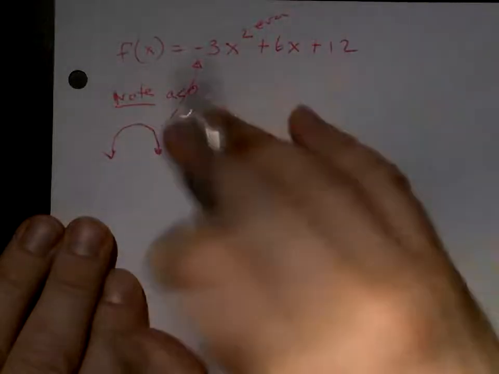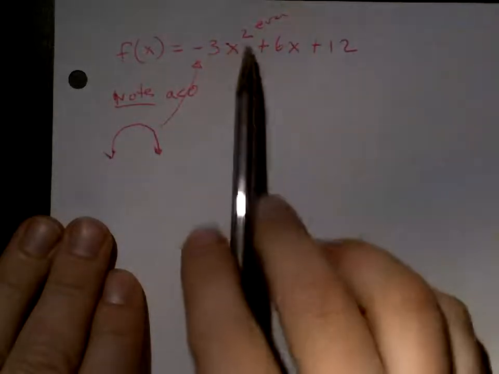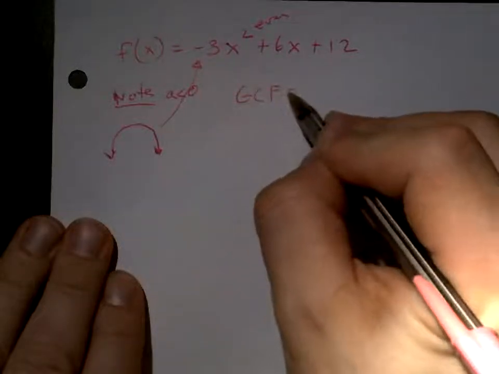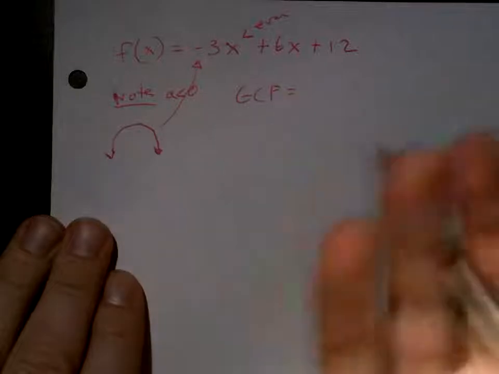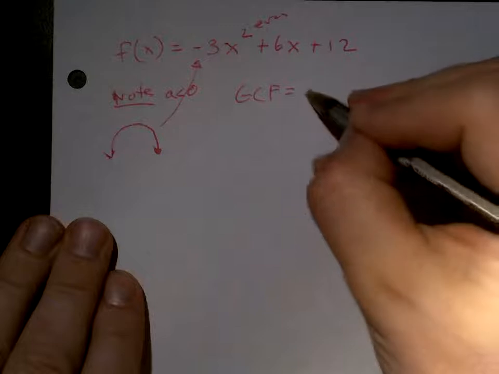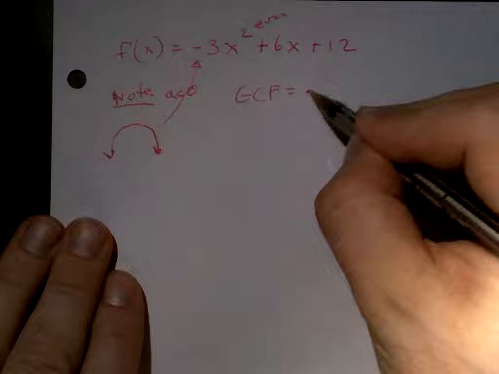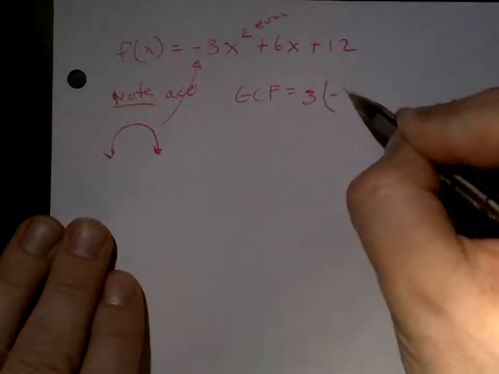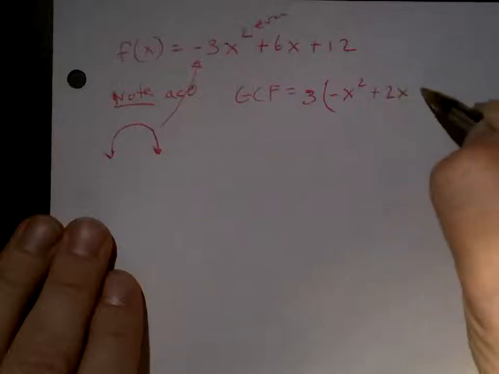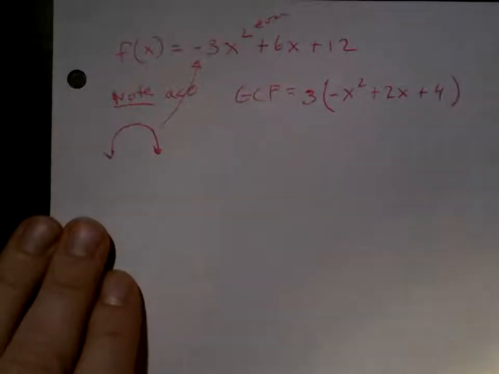Now, if we were to interpret this a little bit more, since this is quadratic, let's see if we can do a GCF and factor it a little bit, because they get harder. This one's an easy one. So let's try a GCF. We can take out a negative 3, or we know it goes down. Let's take out a 3. So if we take out a 3, we get negative x squared. If we take out a 3, we have 2x. If we take out a 3, we have 4. Okay, hope that makes sense.